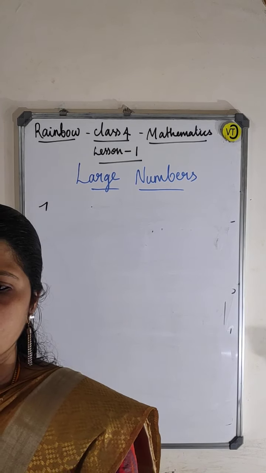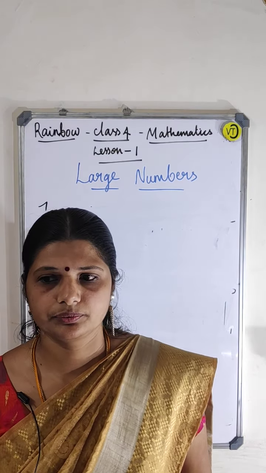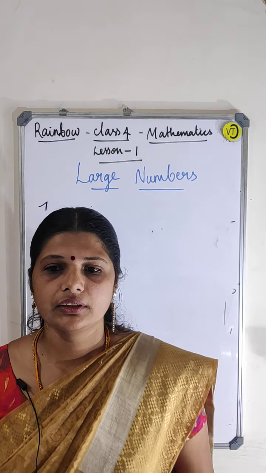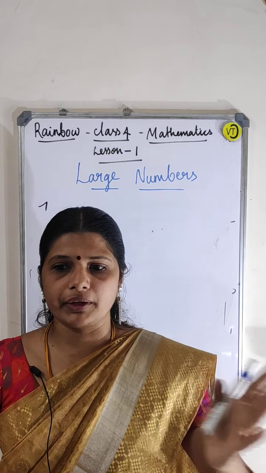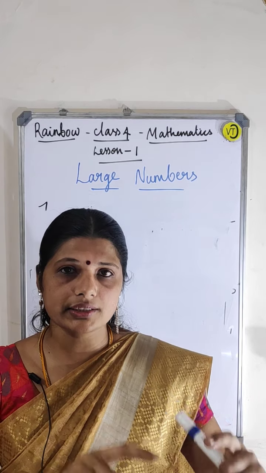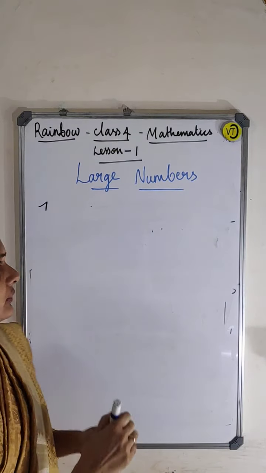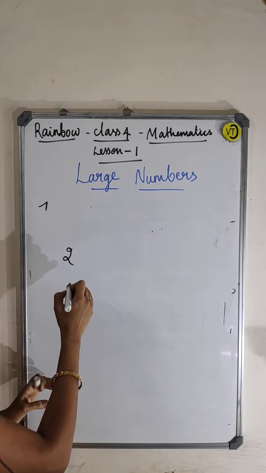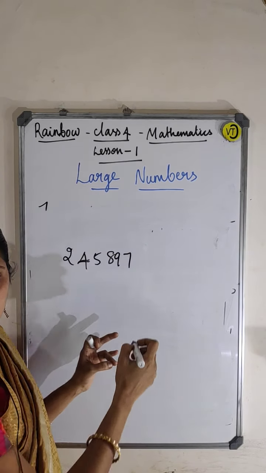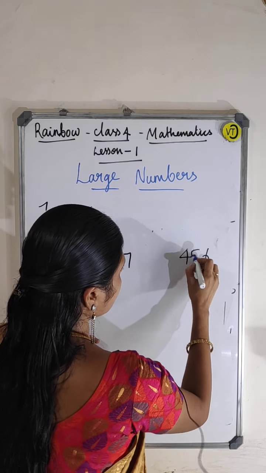comparing the numbers, right? We are very familiar with the rules of comparing numbers. How to compare: if you are comparing numbers with different numbers of digits, then the number with more digits is the greater number. See the example now. It is 2, 4, 5, 8, 9, 7 and 4, 3, 6, 4, 5, 6, 3, 4.